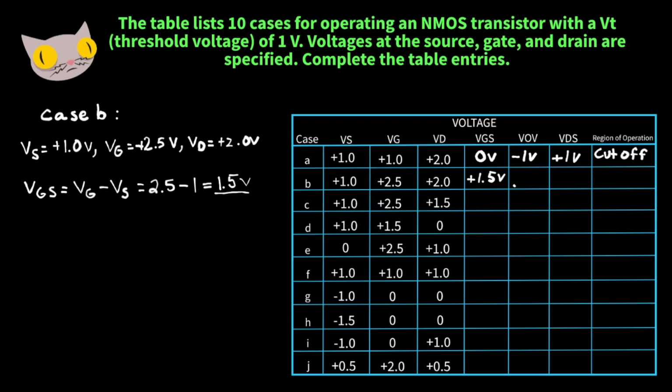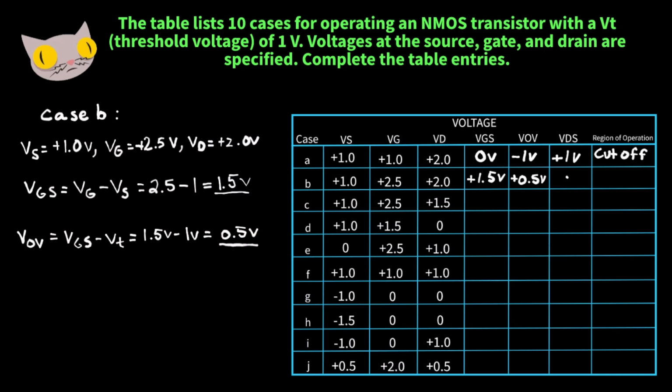Next, let's find our overdrive voltage. That's going to be VGS minus VT, which will be 1.5 volts minus 1 volt, leaving us with 0.5 volts.